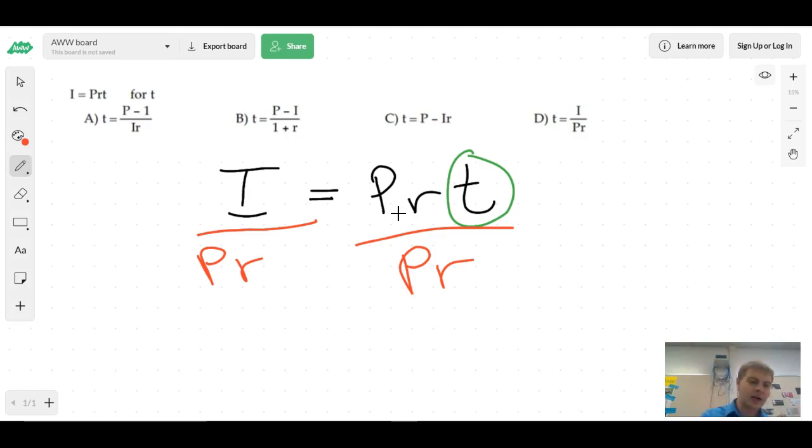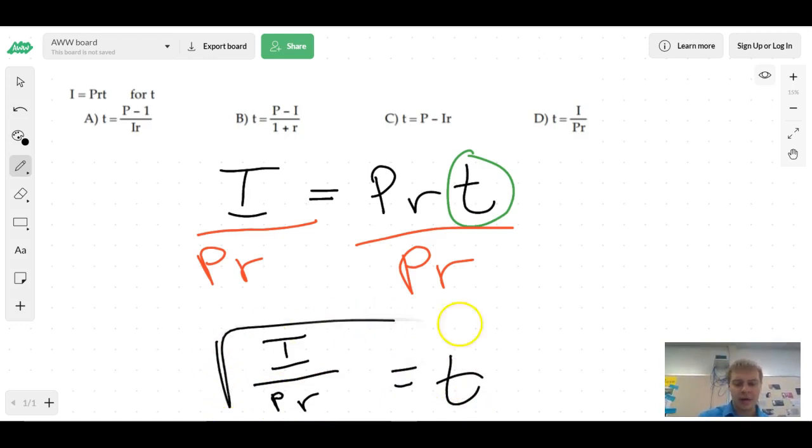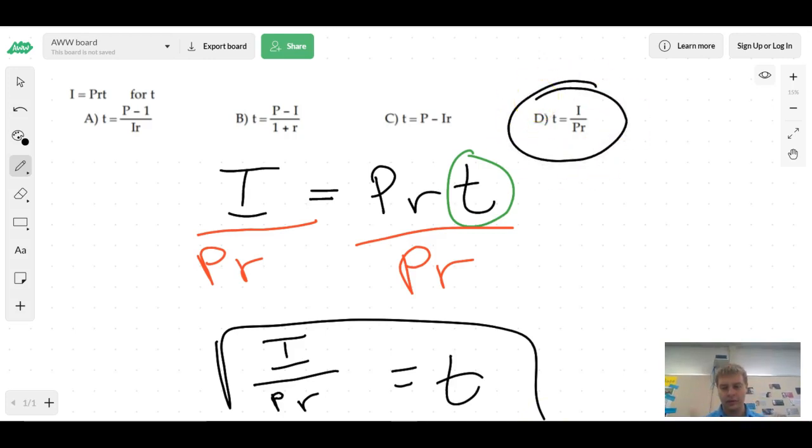So we're going to divide p and r at the same time and get I over pr equals t. And that would be our final answer, which it looks like this one matches. Yeah, there we go. So let's try the next one.